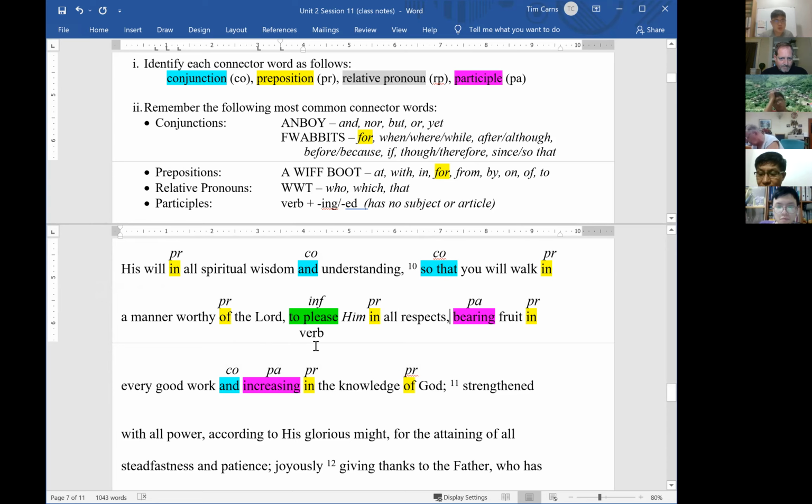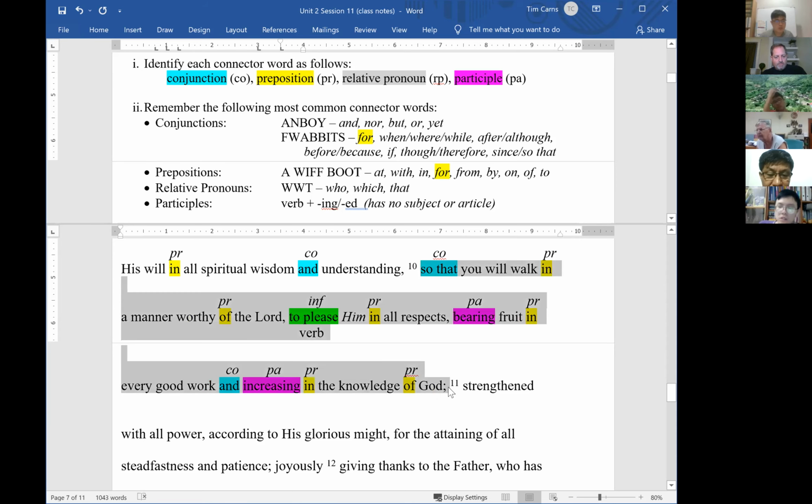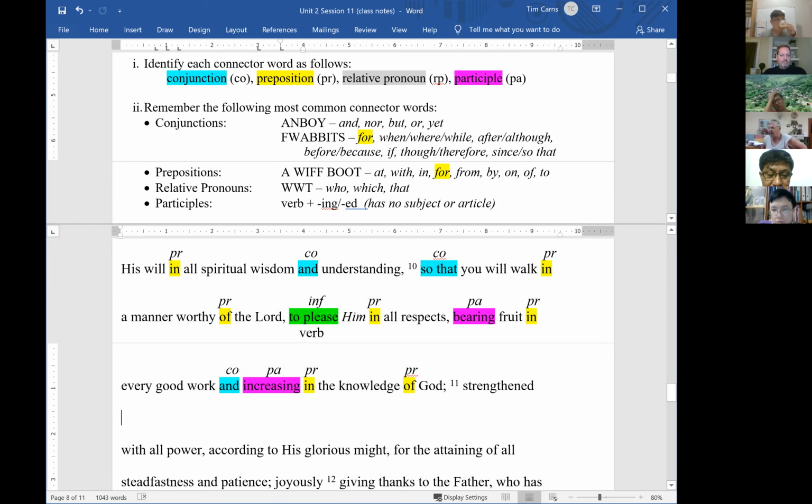Yeah, a participle modifies a verb or a noun. So increasing, it'd be knowledge, huh? Yeah, it'd be a noun. Well, we can diagram this. Or you don't have to diagram, it takes a lot of time.